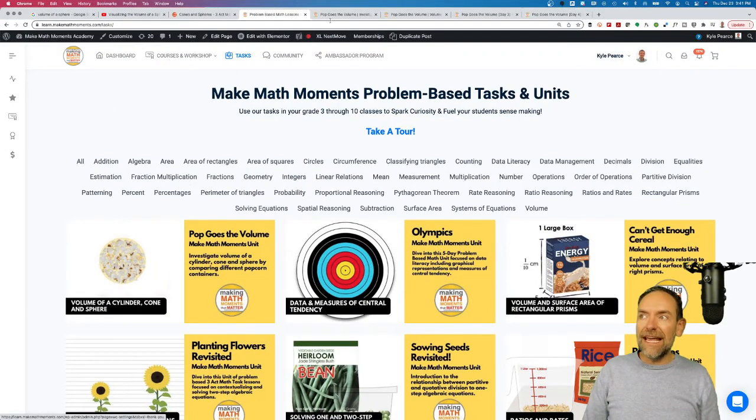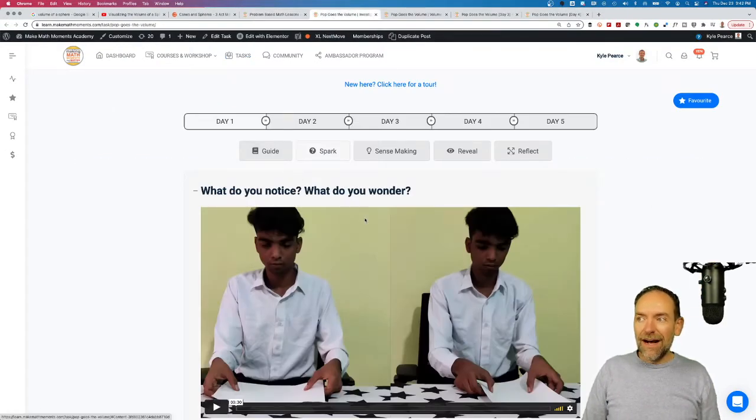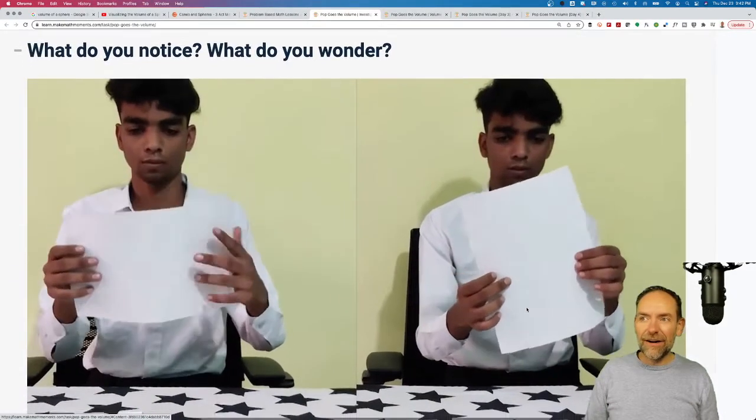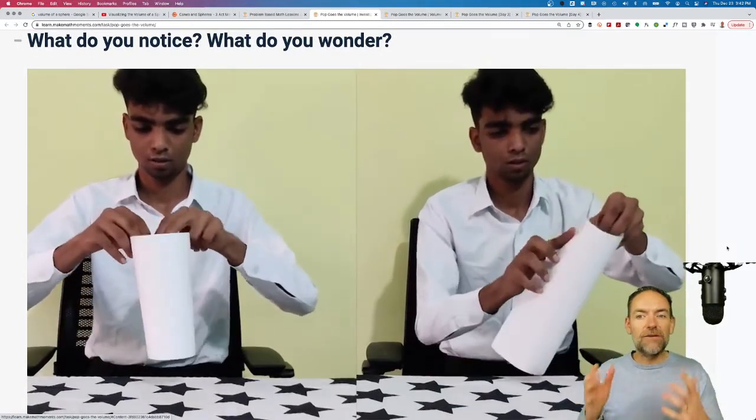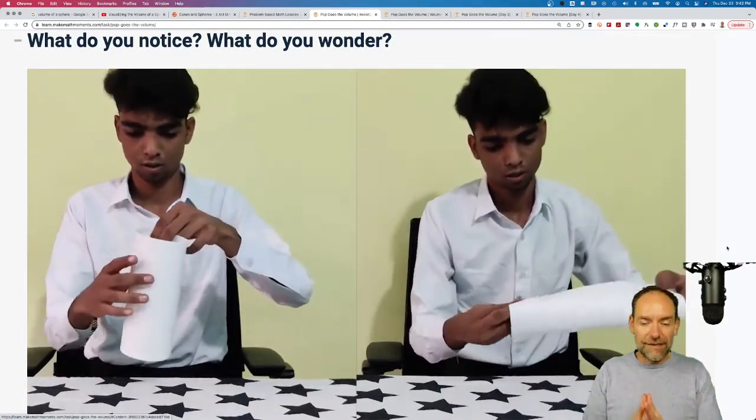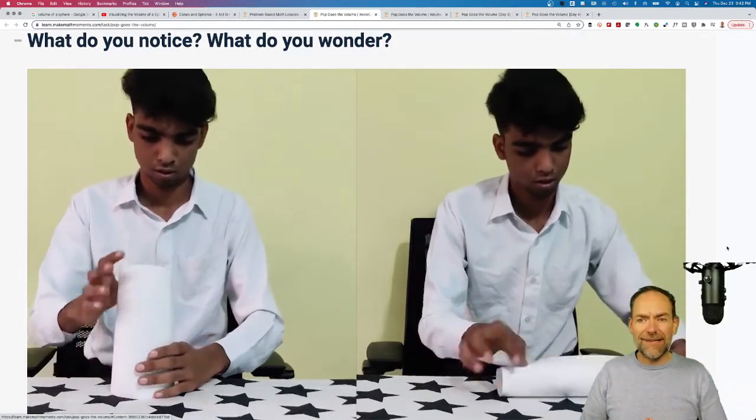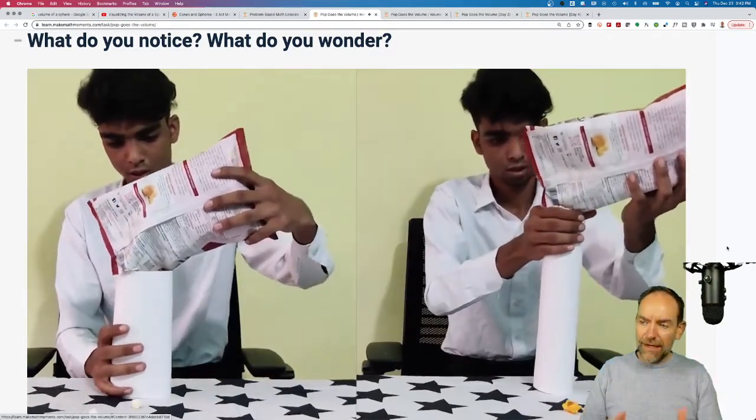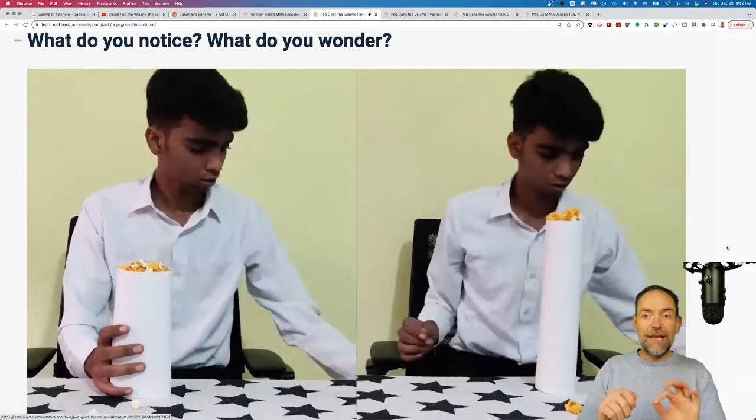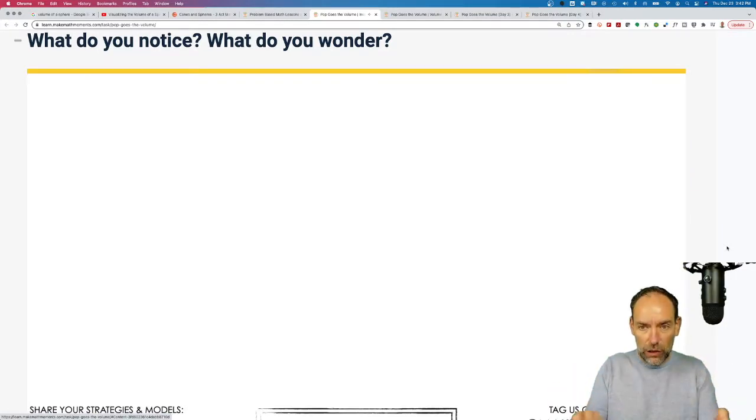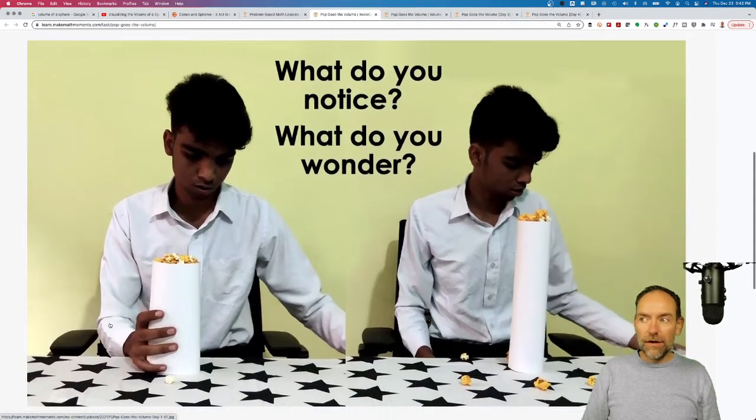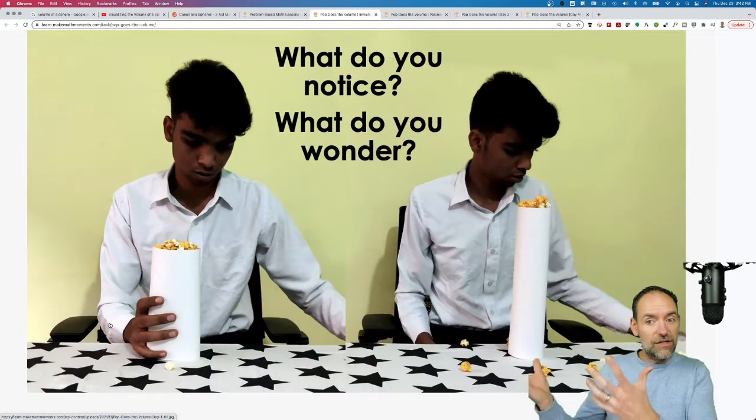So when we dive into day one of Pop Goes the Volume, our first problem-based task, which involves this Spark video right here, is inspired by Dan Meyer's Popcorn Picker video series. So he has a 3-act math task. It's a fantastic prompt. Dan takes a piece of paper and makes a cylinder, kind of the long way as well as the narrow way, and then the question becomes for students, what do you notice? What do you wonder about these two cylinders?